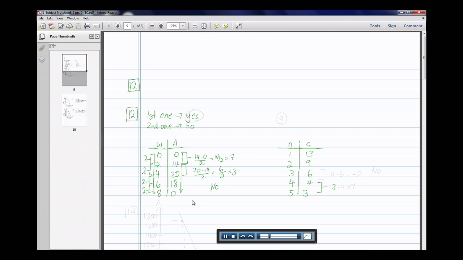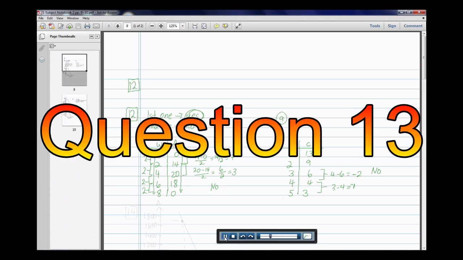So you do 3 minus 4, which is equal to minus 1. You do first difference here, and you get 4 minus 6. Oh, sorry, this should have been a minus 1. And 4 minus 6 is going to give you minus 2, so again, this is not linear. So the answer you're looking for, since we only have one that is linear, is A.